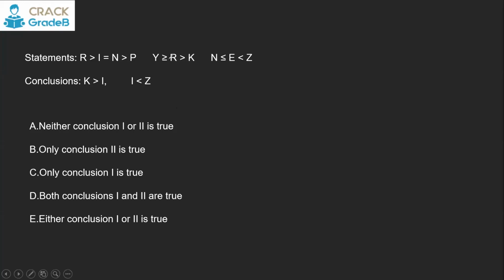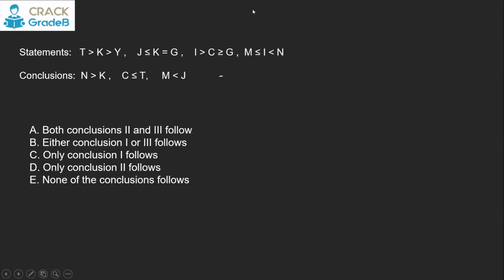Okay, we're done with this one. N and K. N is here, K is here. There is I common between these two. There is G common between these two. So K is equal to G. I is greater than G and N is greater than I. So N is greater than K. It's a correct conclusion.